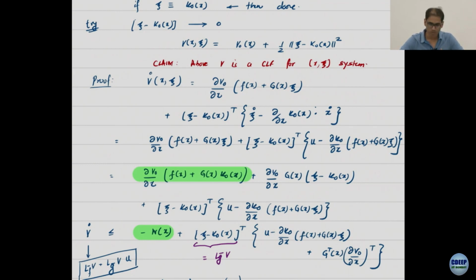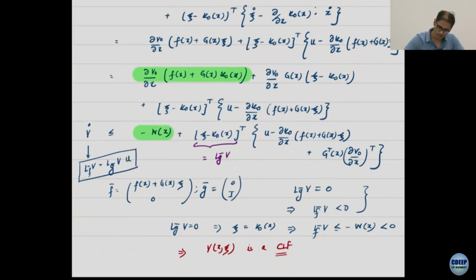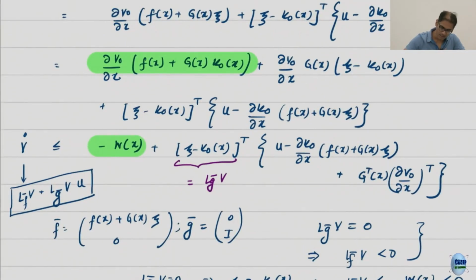Absolutely. You just introduce a minus psi minus k0 x transpose. Okay, if you just introduce a psi minus k0 x transpose, what will I get? Minus norm psi minus k0 x whole squared. Okay, the combination is now negative definite. And this is the standard Lyapunov reshaping.